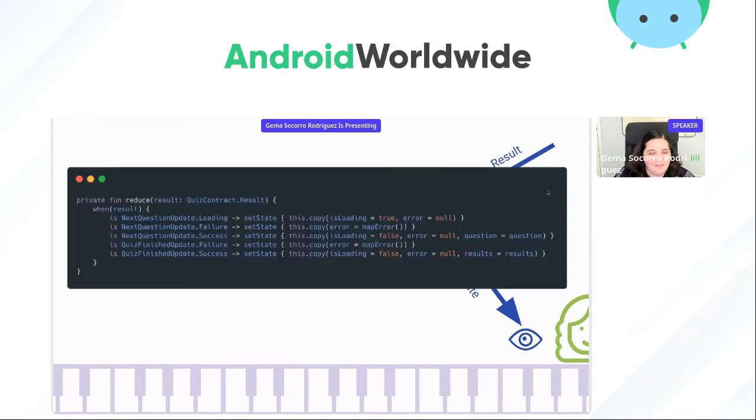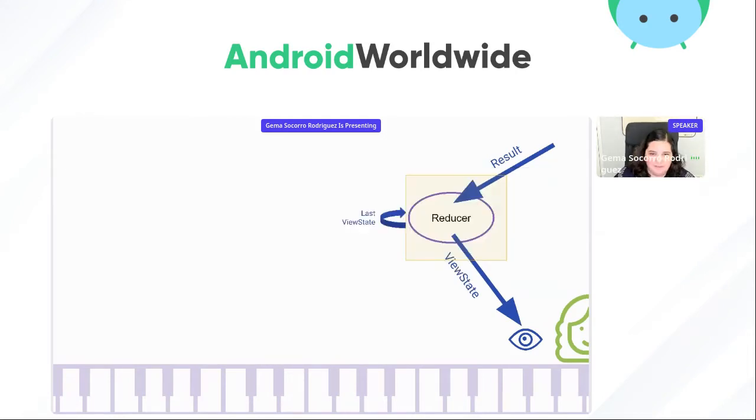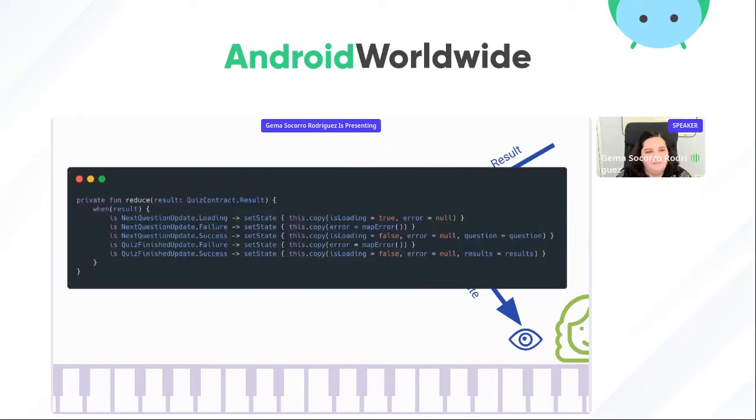And then we have the reducer, which is as easy as this. We receive the update, and then we set the state, copying the last view state we had and modifying whatever we need. For example, if we receive a next question update success, we copy the last view state and change, for example, the question. Also, you have to take care that if it is loading, you set it to false, and if there was an error, you set it to null. So you have to be careful with the other fields.